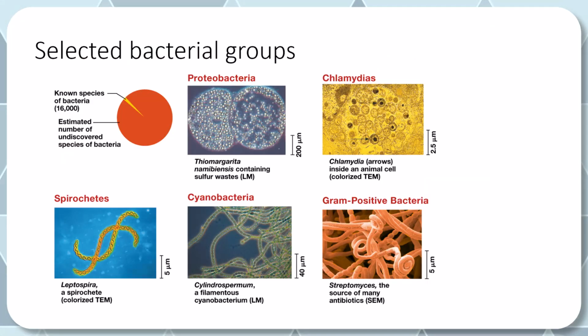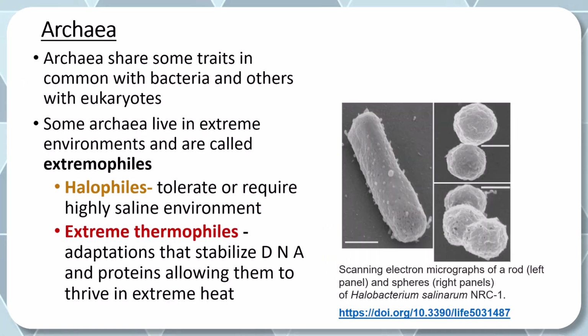Here's other bacterial groups. Make note of the little graph on the left-hand side that says known species of bacteria 16,000, and look at how much more of the circle is not in that little tiny yellow edge there. So more species of bacteria are undiscovered and unnamed than we actually have discovered and named. So that brings us to archaea.